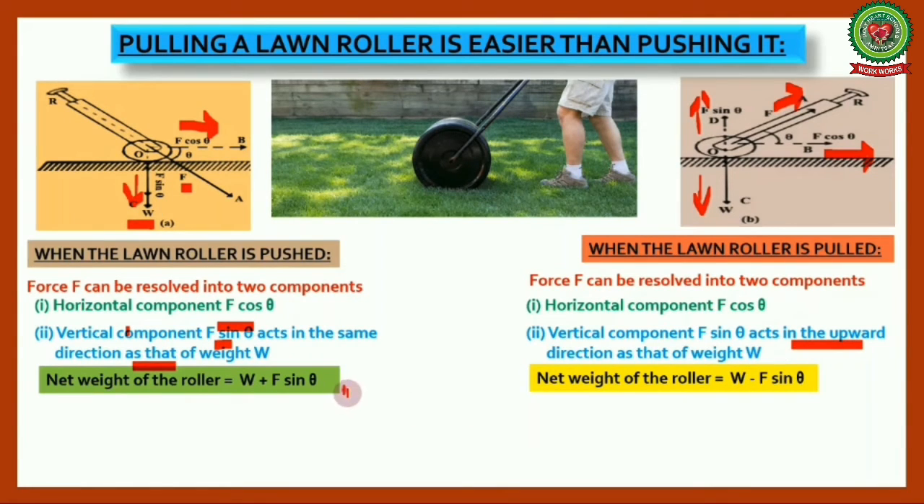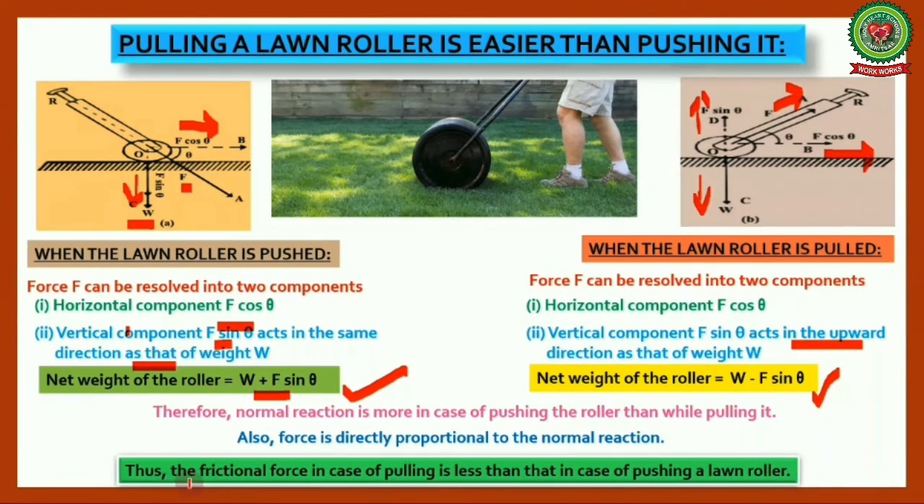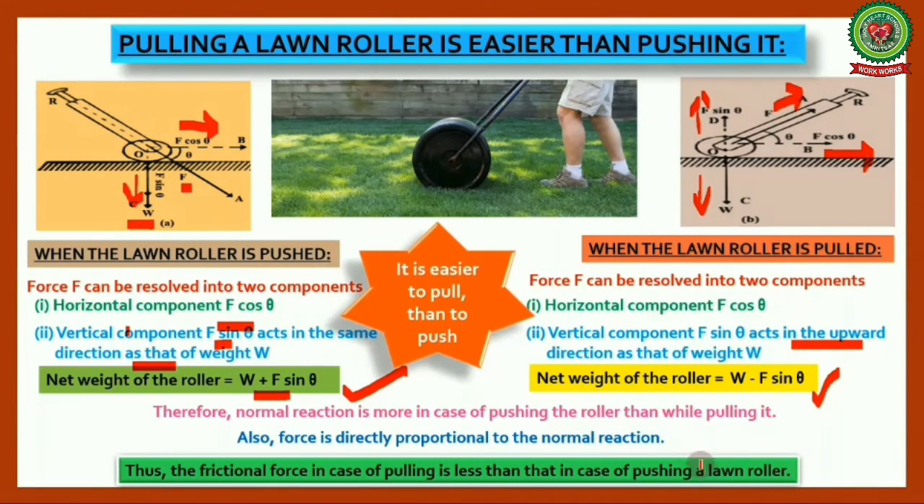And you can compare these two equations: the net weight when the lawn roller is pushed is more as compared to the net weight of the roller when it is being pulled. Therefore, the normal reaction is more in case of pushing the roller than while pulling it. Also, force is directly proportional to the normal reaction. Thus, the frictional force in case of pulling is less than that in case of pushing a lawn roller. So, we can say that it is easier to pull than to push a roller.